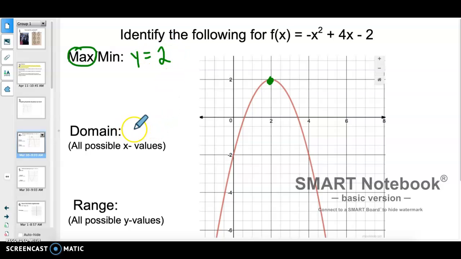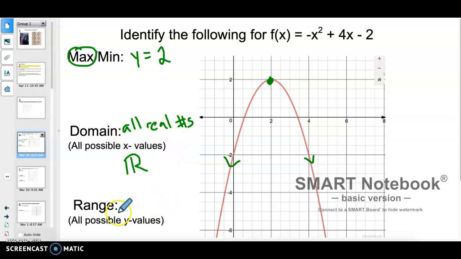The domain people were struggling with, that's all the possible x values. So if you think about a parabola, it's going to keep opening up forever and ever. There's arrows on the end of this, and it's going to keep getting wider and wider, which means it's going to keep touching all these different x values. So for parabolas, your domain is going to be all real numbers. Another way to write all real numbers is to draw the fancy R. So if you're writing it, you could write it like this. You could also just say all real numbers.